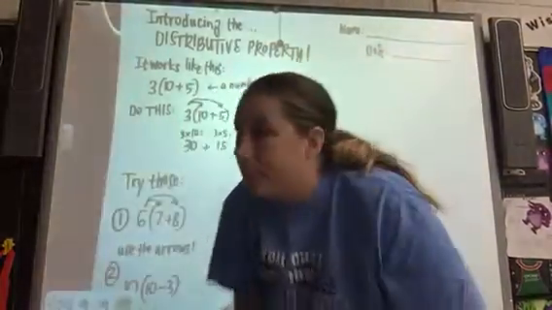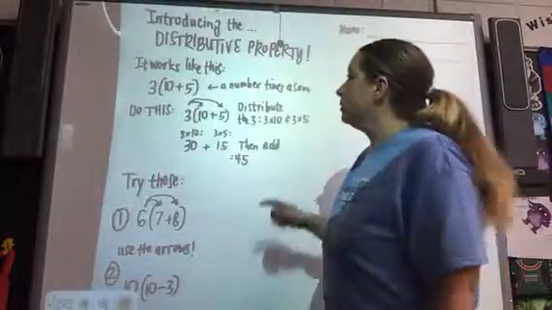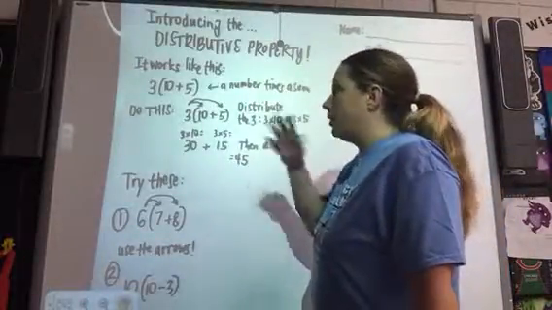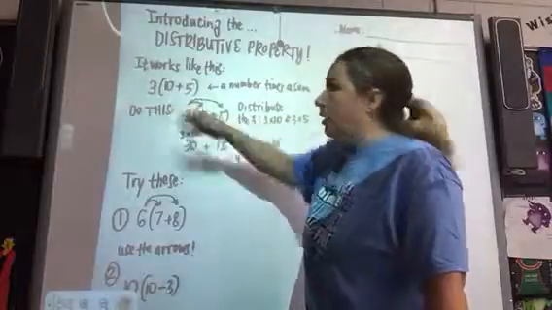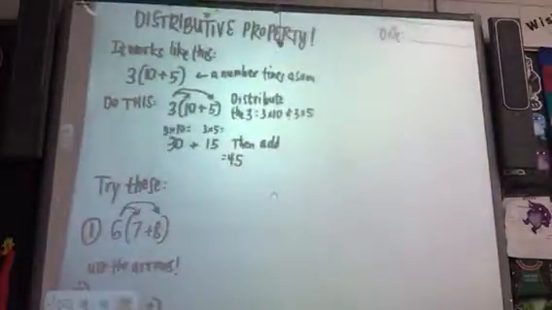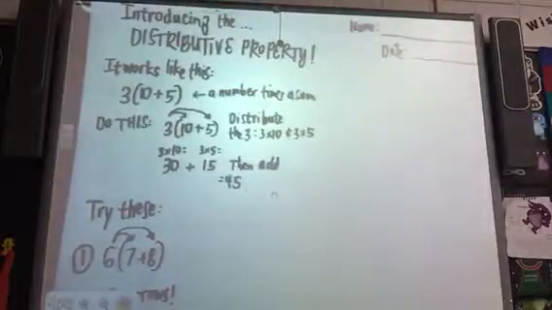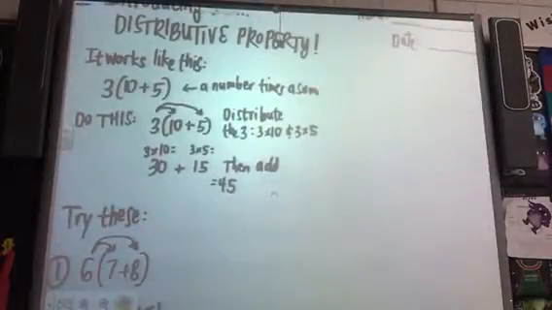All right, distributive property. Distributive property is a really cool thing. It helps you break down math. And what it is basically when you get a really complicated problem like this. So I have 3 times 10 plus 5. Let me zoom in just a little bit so I can make sure you see that really good.